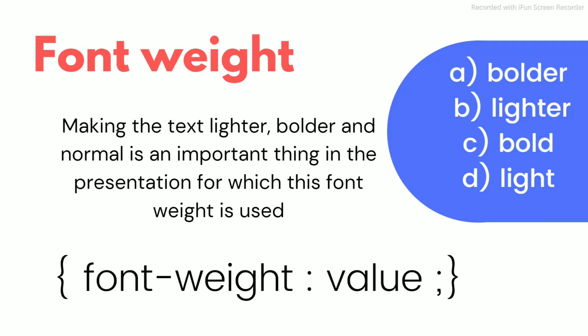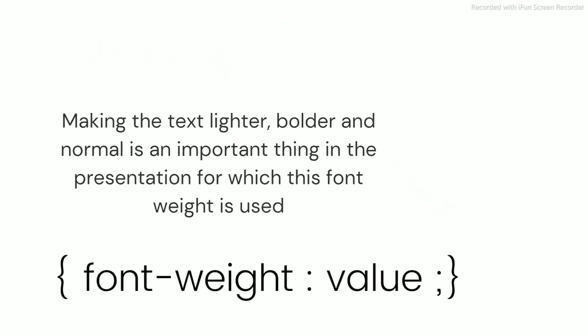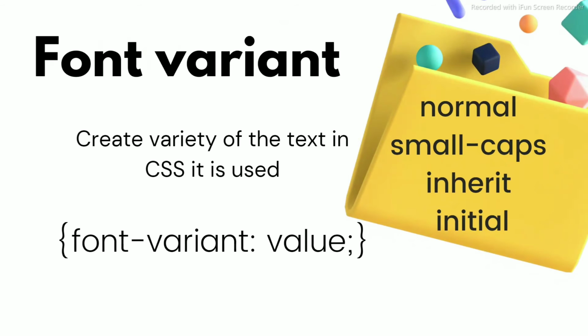I'm next coming to the font variant. Font variant includes the small caps, which is everything represented with small caps in capital letters, which is quite smaller than the normal text. Well, it is used to create a variety of a text, and for that we use a property font variant, and next we use a value. And values include normal, small caps, and inherit, initial.